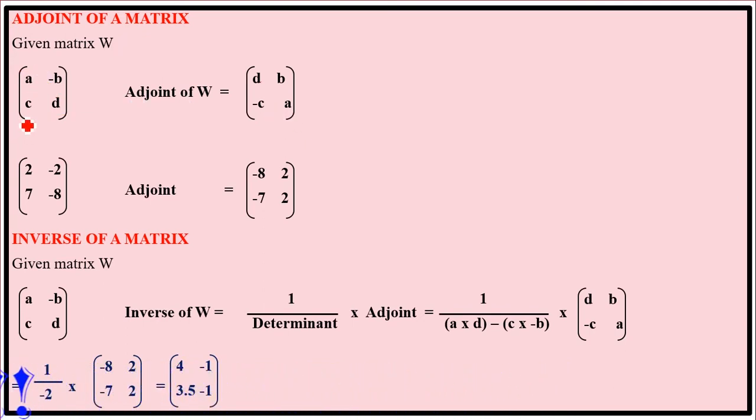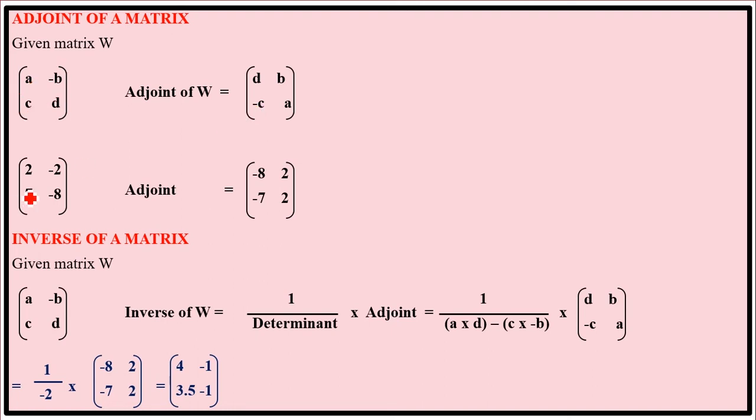The next thing, you change the signs on the other diagonal. So you change the sign of B; if it is a negative here, it will be a positive. The sign of C, if here it is a positive, it will be a negative there. That is how you get the adjoint.